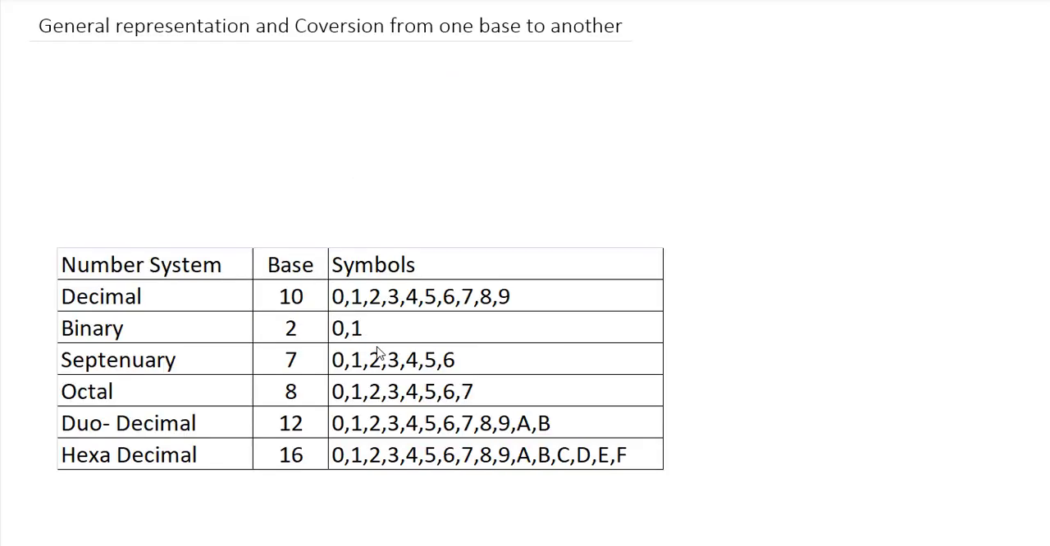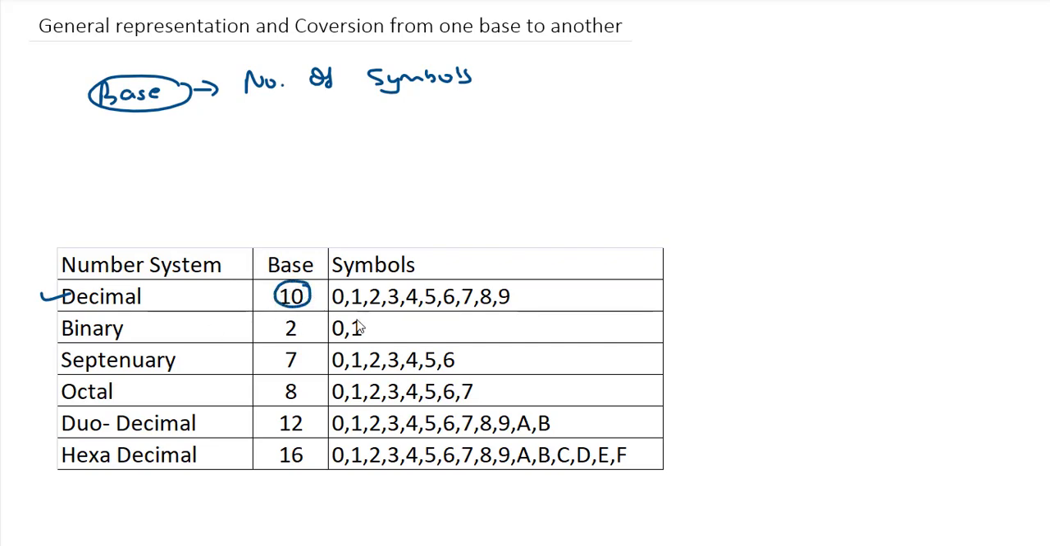So let us start. The base of a number system basically represents the number of symbols which are used in that number system. In our day-to-day life, we normally use the decimal system. In this decimal system, there are 10 symbols from 0 to 9. Hence, its base is 10.